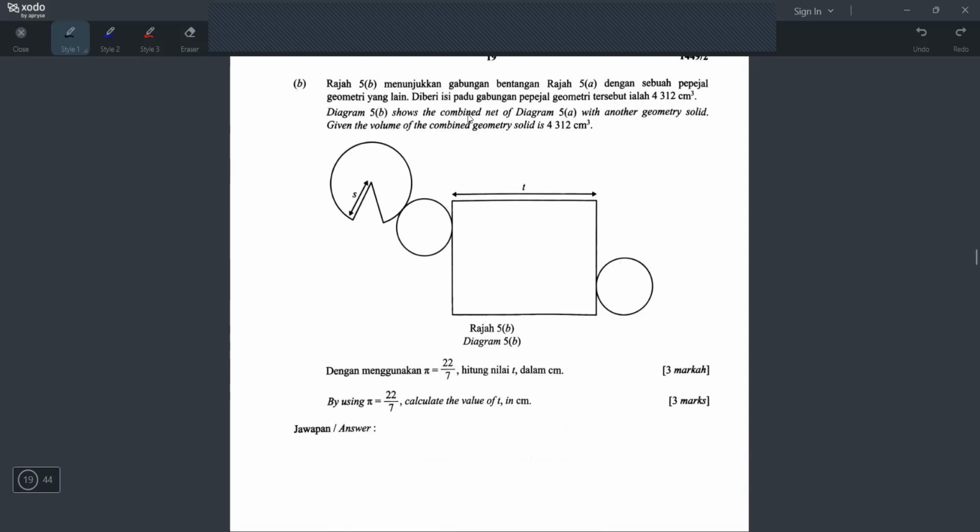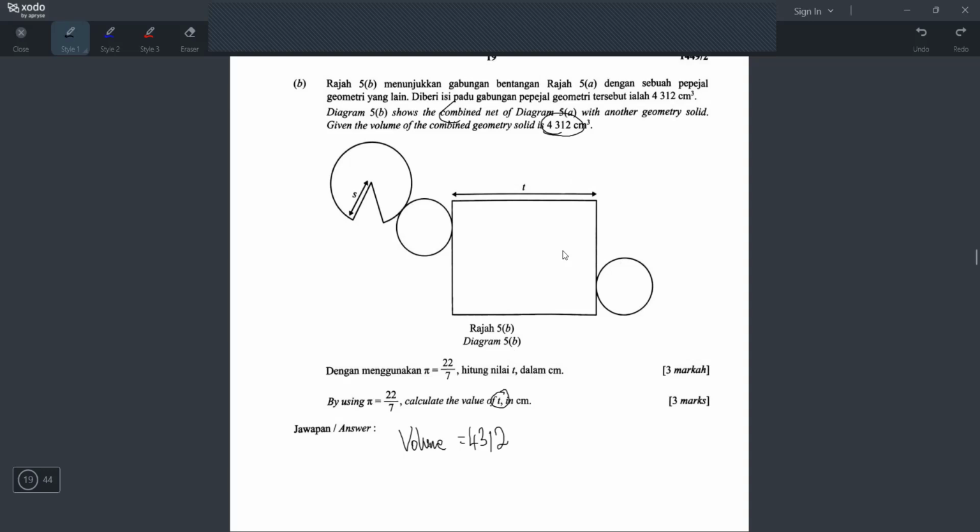Diagram 5B shows the combined net of diagram 5A with another geometry solid. Given the volume of the combined geometry solid is 4312, so this is the total volume. By using pi as 22/7, calculate the value of T in cm. T is actually the length of this rectangle.